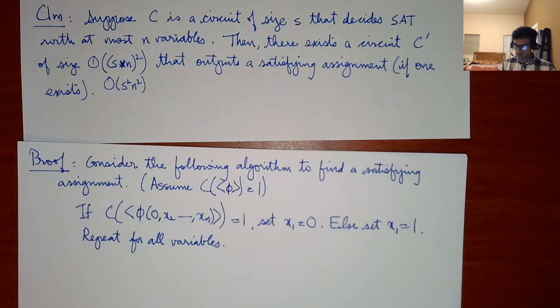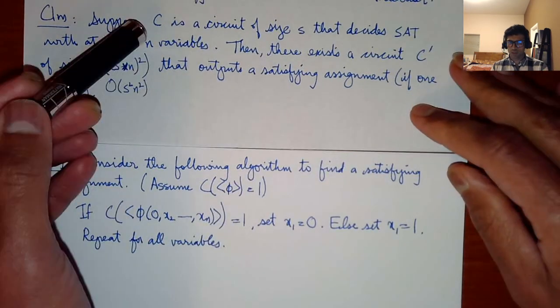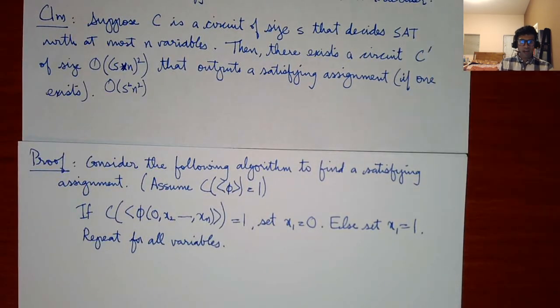Any questions? Is this clear? This is assuming that we already know that a formula is satisfiable. You're right. So think of what the circuit C prime does: it's going to output one of two things. It's going to say either it's satisfiable and give you a satisfying assignment, or it says it's not satisfiable.